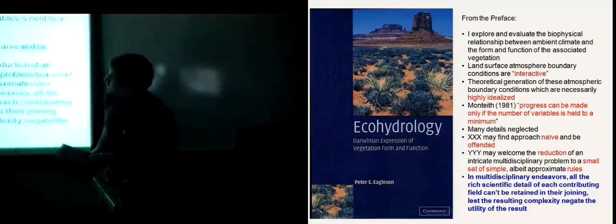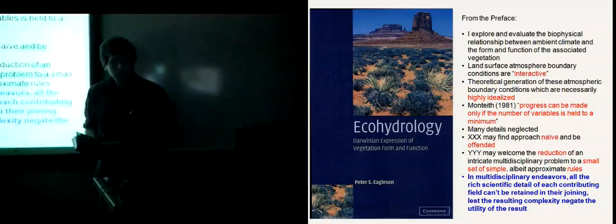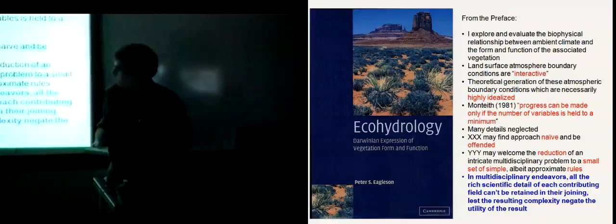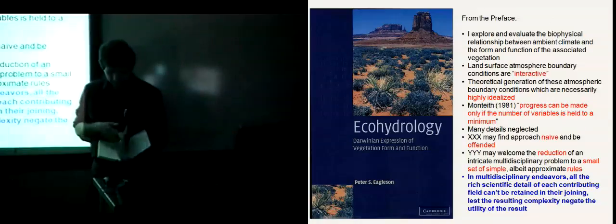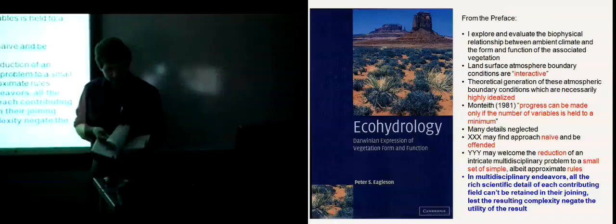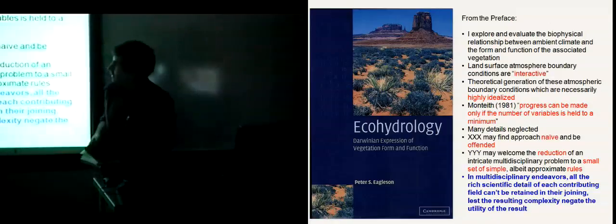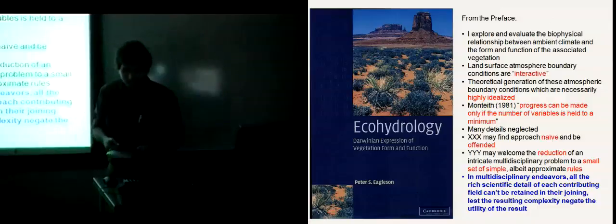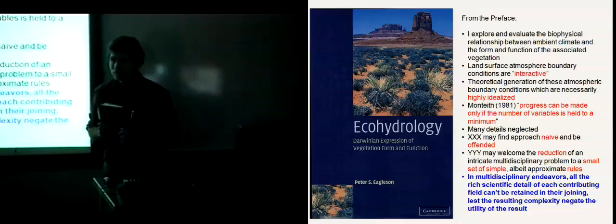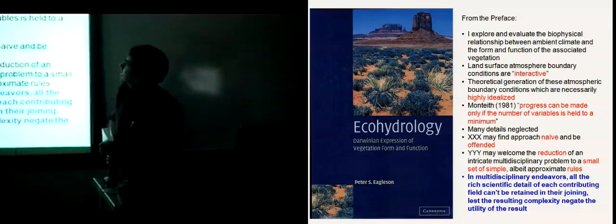It's ecohydrology, Darwinian expression of vegetation, form, and function. I just want to read some things that I really like from the preface. I wouldn't dare to get into the details of the mathematics because he has a whole book on optimal form function type stuff that I think would be good reading if you're really into this sort of thing, because it's pretty deep theoretical ideas.